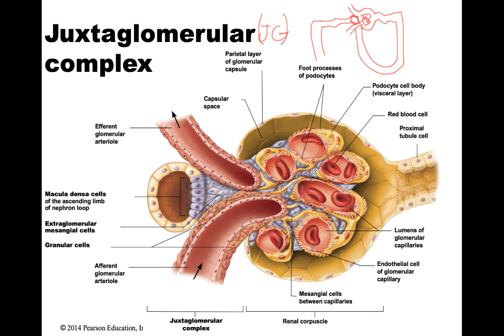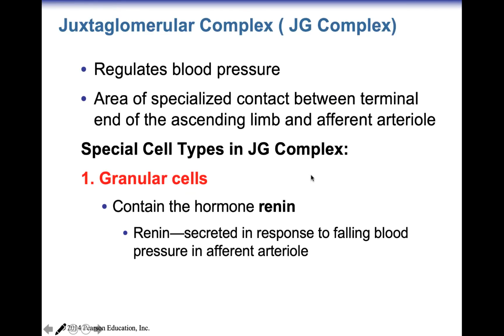It is your job to remember the names and remember their functions. So the JG complex altogether is a complex of interactions of the nephron with different cells that controls the filtration rate. So it controls how much you filter out of the blood. Cell number 1. These are called granular cells.